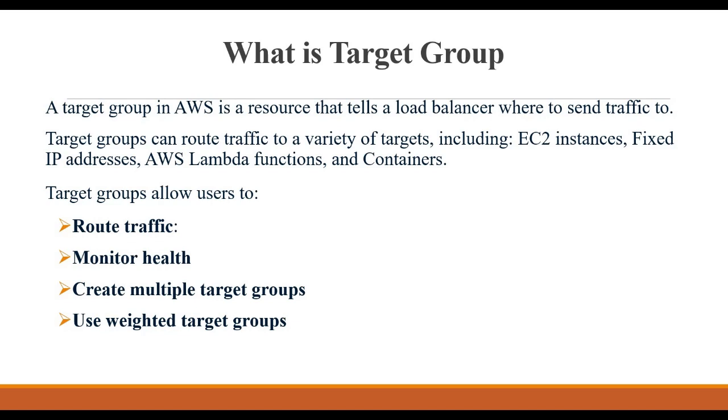And create multiple target groups: create different target groups for different types of requests. Use weighted target groups: distribute traffic to multiple versions of an application by specifying a weight for each target group. When creating a load balancer, it uses the configured listener rules to direct traffic to a target group, and the target group routes requests to the healthy targets only. So this is all about the target group.